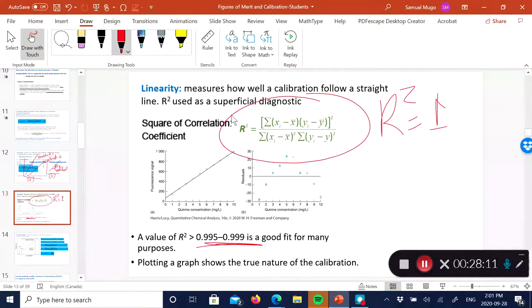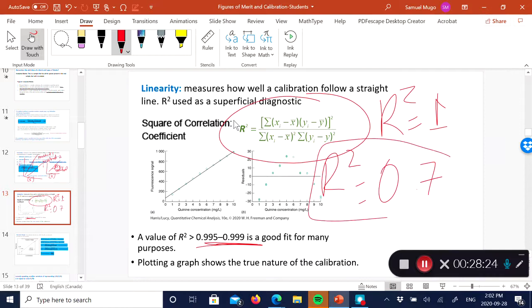Now you're going to see, in certain types of areas, such as biology and so on, they would often say R squared of say 0.7 is fairly linear. However, in analytical chemistry, we don't consider it linear enough. So ideally, you're looking for R squared very, very close to 1.